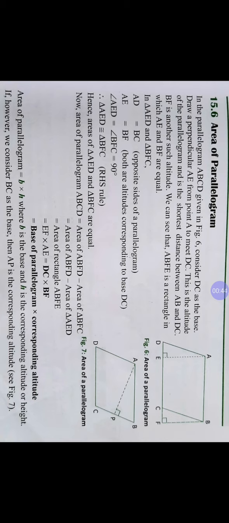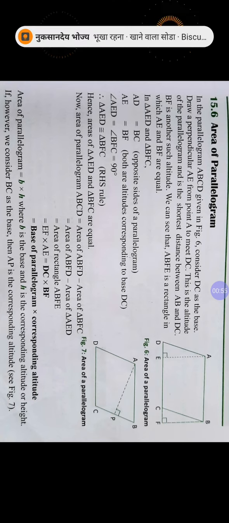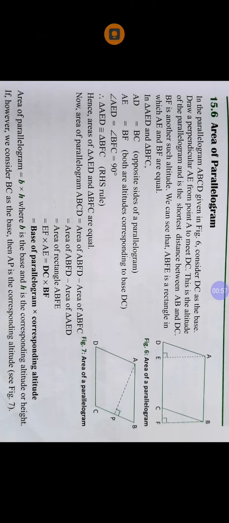Now look at the second diagram. Here we have taken BC as the base and we have drawn a perpendicular from point A to BC. Now see here that for a particular case we can draw two different perpendiculars. In the first diagram we have two perpendiculars, AE and BF.